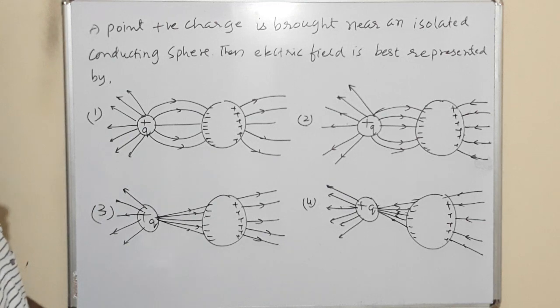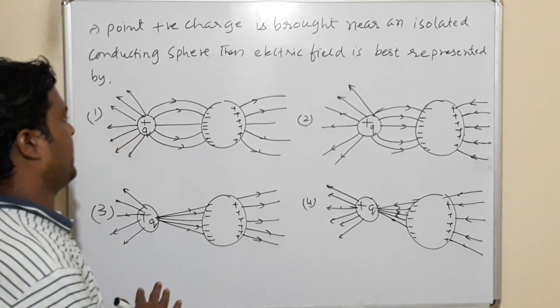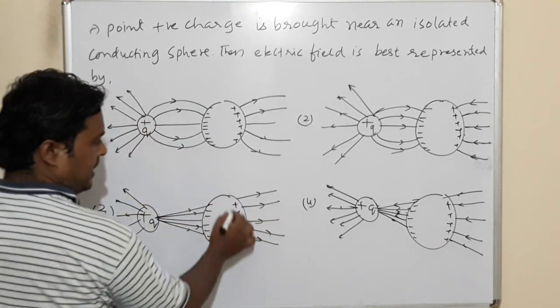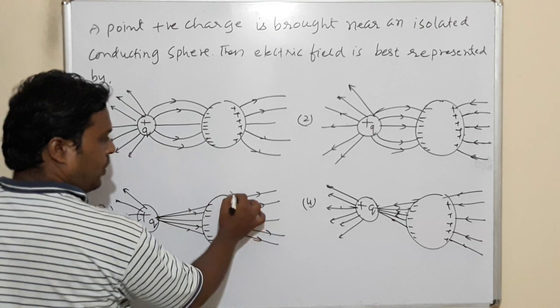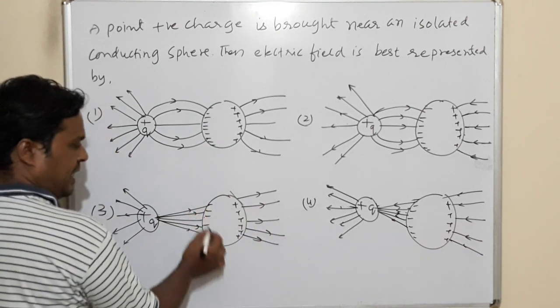But one of the properties we studied is that electric field lines will always be perpendicular to the surface of the conductor. These lines are not perpendicular. See, if I draw a tangent here, it is not making 90 degrees. If I extend it backward, it is not passing through the center.